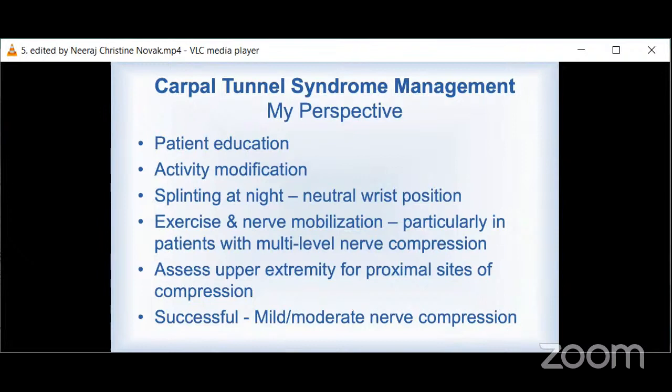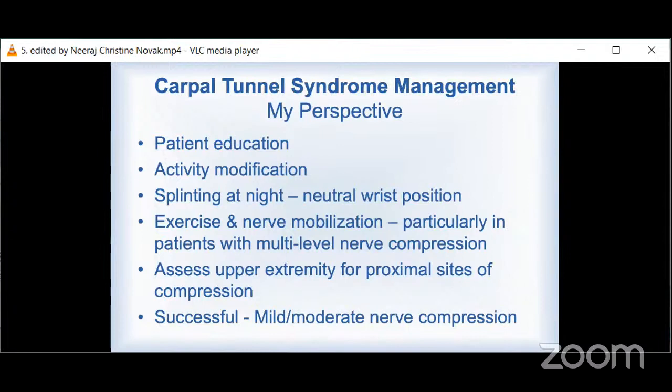So my perspective on therapy management is patient education so that the patient better understands carpal tunnel syndrome, what's happening with chronic nerve compression, the symptoms that occur with compression of the median nerve, and then identifying and modifying activities that can exacerbate symptoms. We recommend splinting at night in a wrist-neutral position, and most patients tolerate this very well. And then education, exercise, and nerve mobilization, particularly in those patients with multi-level nerve compression.